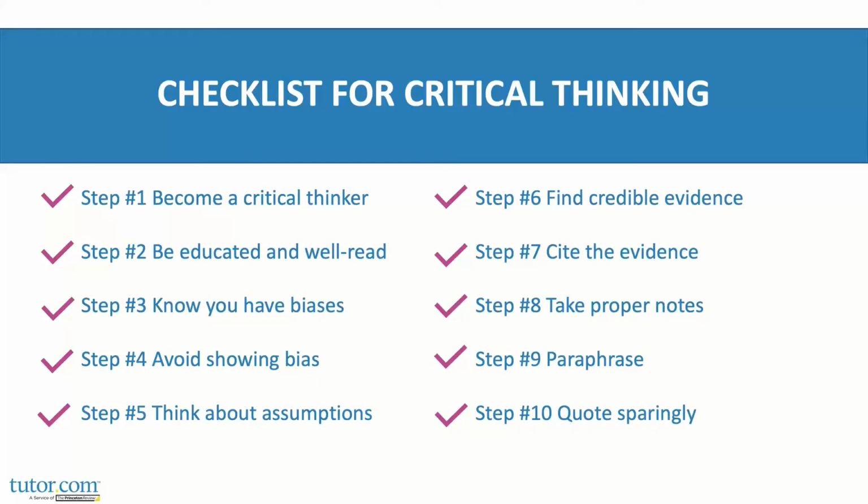So back to our checklist for critical thinking. Step 1, become a critical thinker. Step 2 is be educated and well-read. Step 3 is just know you have biases and avoid showing them. And then think about your assumptions. Find credible evidence. Make sure you cite your evidence. Take proper notes. Paraphrase as much as you can and quote sparingly.